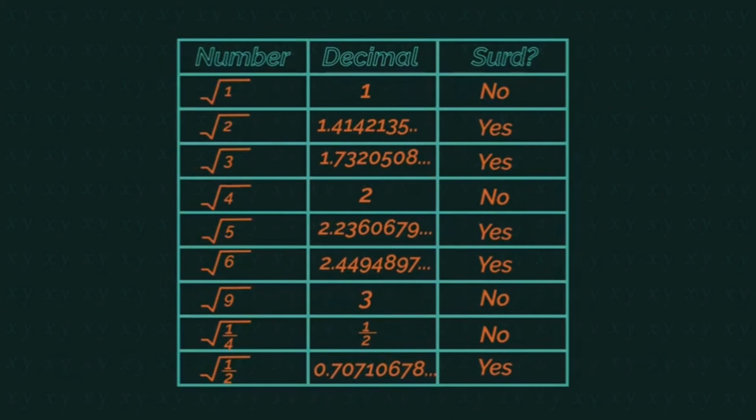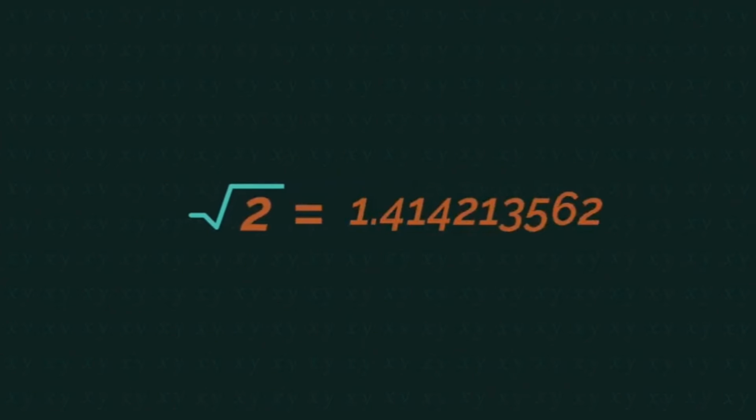So have a look at this table. See which are surds and which aren't. Surds are actually really useful. See how much easier it is to write square root 2 rather than all of those decimals.